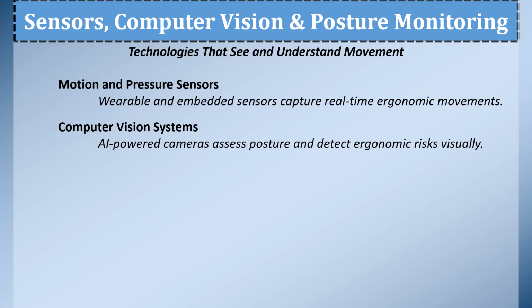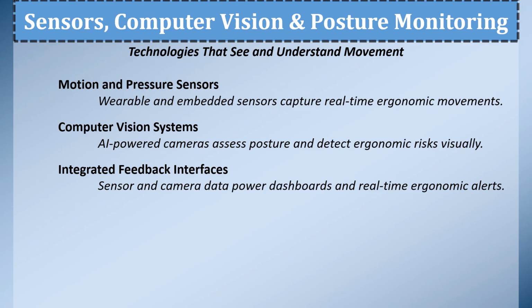Computer vision systems. Using cameras and advanced image processing, these systems analyze postures, joint angles, and orientation. This can detect slouching, awkward wrist positions, or unsafe lifting techniques. Unlike traditional tools, computer vision offers scalable, touchless analysis across teams.